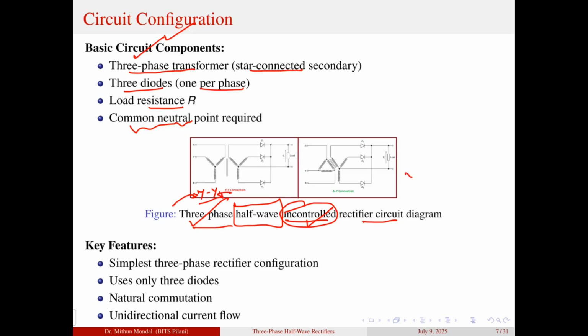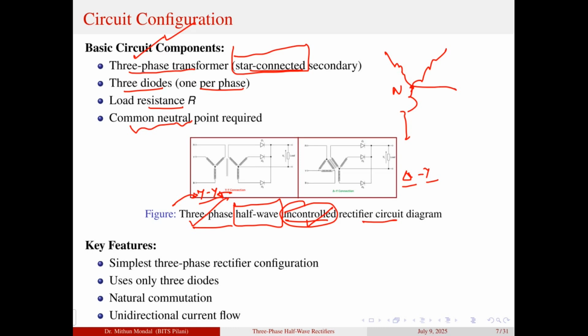The other configuration we are having is the delta star connected. So primary is delta and secondary is star. So here we can see that the secondary will always be in the form of a star connected system, because in star connected system we have the neutral point. This neutral point we require, which is present only in star connected system. So the secondary will always be in the star form.